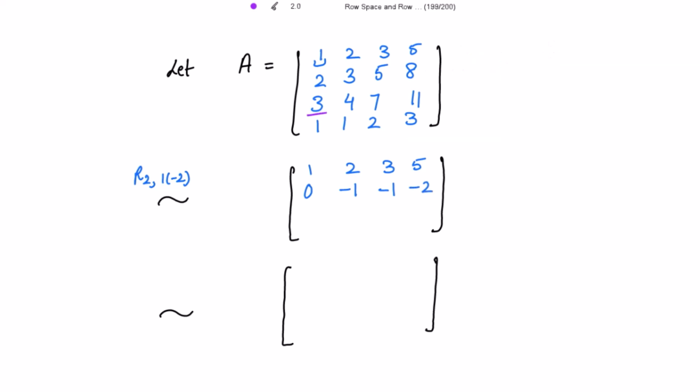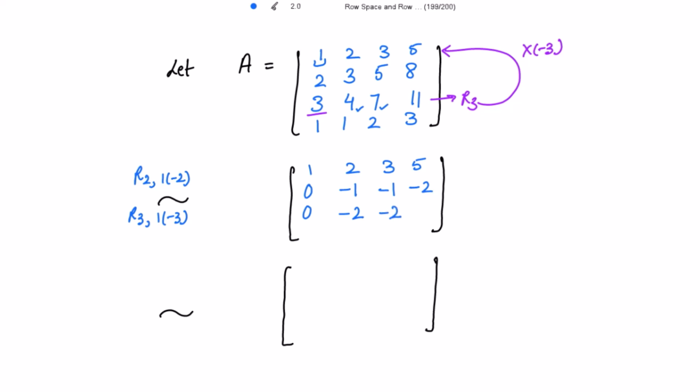To get 0 over here, row 3 needs to be changed, adding these elements to row 1, but row 1 should be first multiplied with negative 3. 1 is multiplied with negative 3, we get minus 3, adding this to 3, we get 0. 2 is multiplied with minus 3, we get minus 6, adding this to 4, we get minus 2. 3 is multiplied with minus 3, we get minus 9, adding this to 7, we get minus 2.